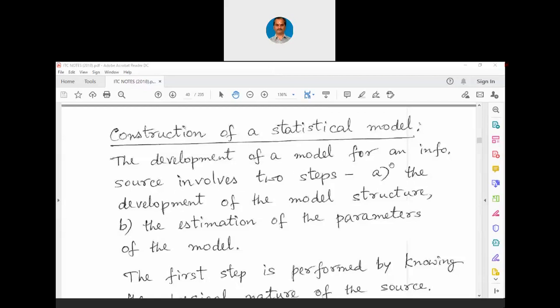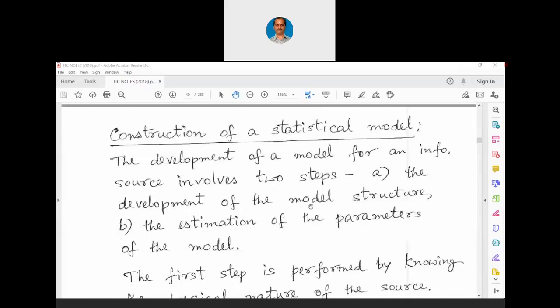The development of a model for an information source involves two steps now. You have seen in the earlier example that there are two states and there are transition probabilities. Now, how can that model be constructed for an information source? That is the discussion now. We have an example of the same later on.